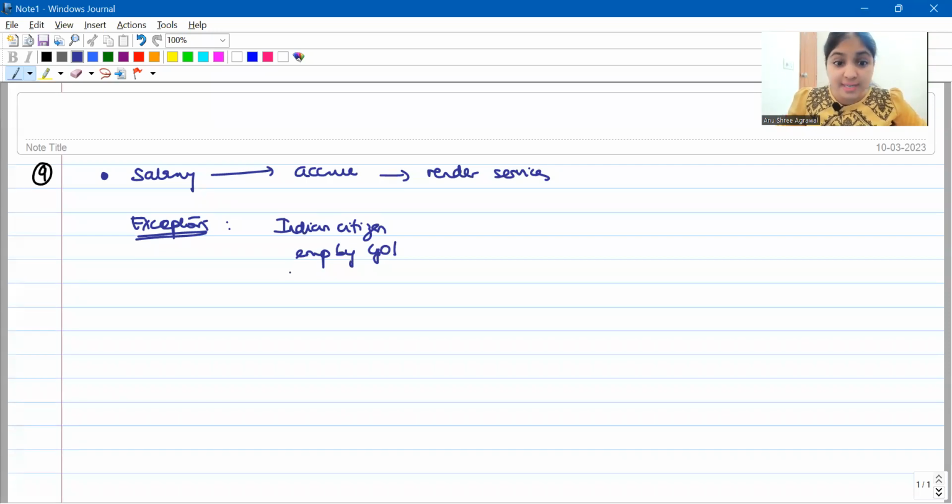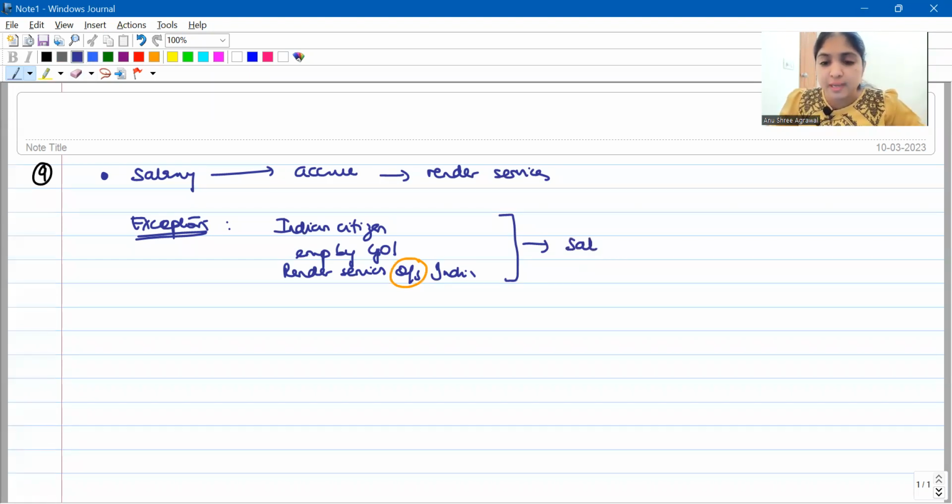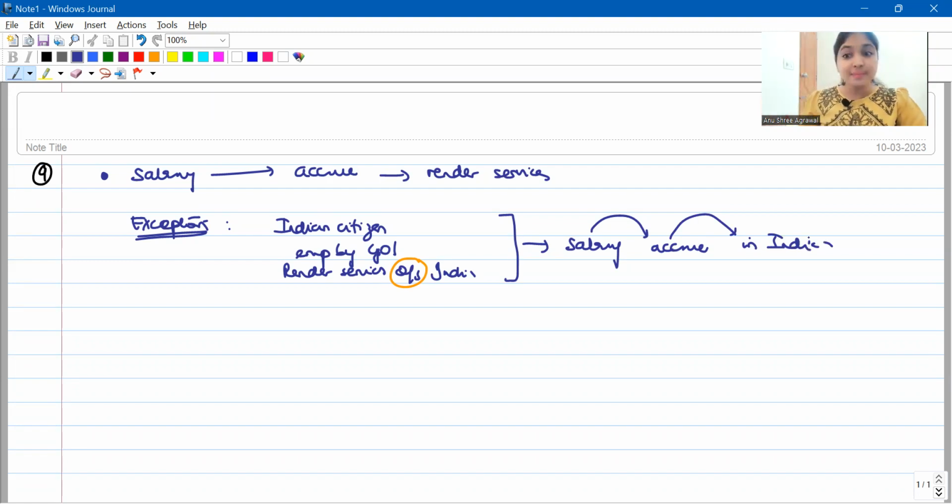Now, even if this Indian citizen is going to render services outside India, okay, still, even if all these conditions are fulfilled, even if the services are being rendered outside India, still, if all these conditions are fulfilled, the salary will accrue or arise where? The salary will accrue or arise in India. Are you understanding? Yes, the general rule is that the salary will accrue wherever I render my services. But we have an exception.